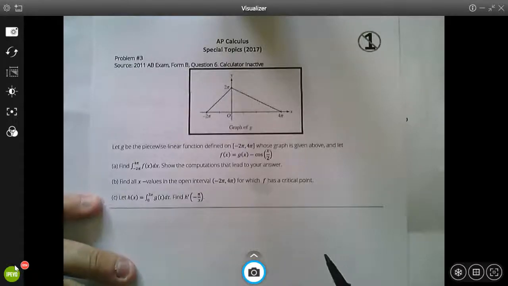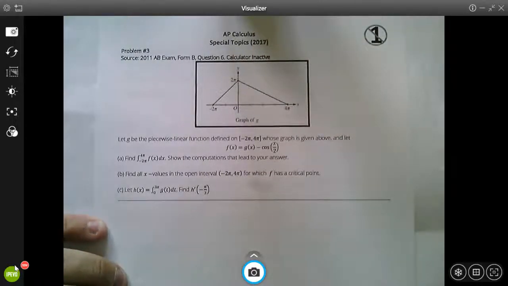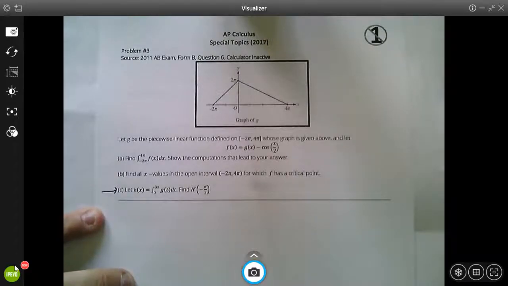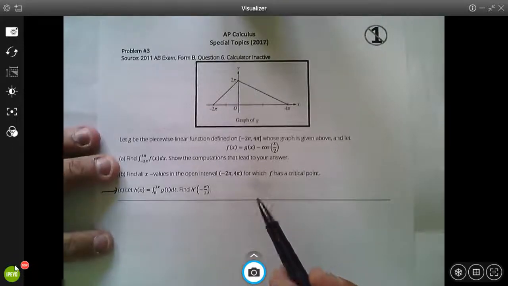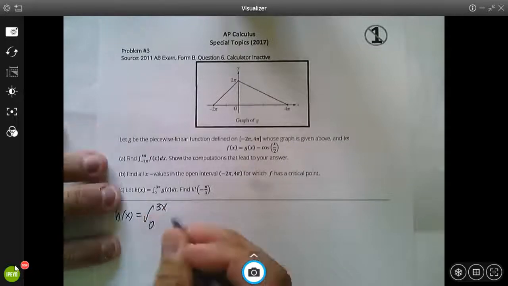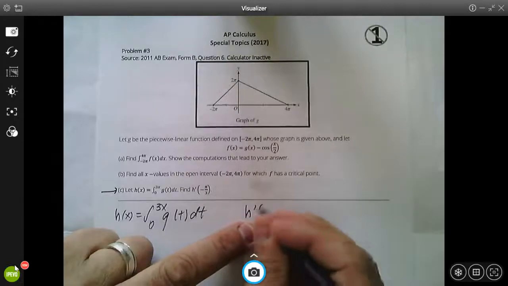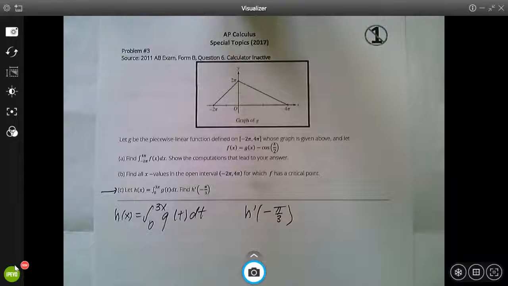Alright, fellow time travelers, this is me from the future coming back because in part C, when I was filming this video a few days ago, the video cut off and I didn't realize it. Ugh! So here we go, back to finish off what I started. We know that h of x is the integral from 0 to 3x of g of t dt, and they want us to find h prime of negative pi over 3.